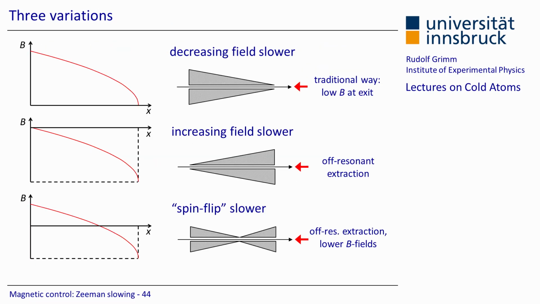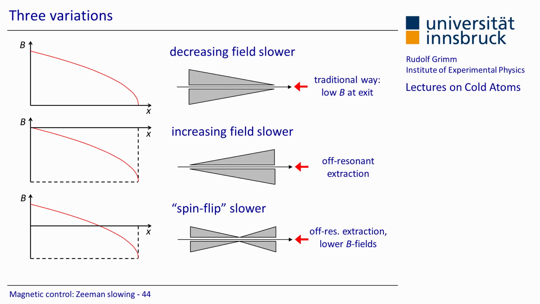And this brings me to three variations on how to build a Zeeman slower. The first one, that's the classical way to do it, a so-called decreasing field slower. Here you enter the slower at high magnetic field, large Zeeman effect, and with the pass through the solenoid, the magnetic field gets weaker and weaker. So when the atoms exit the slower, there are little residual magnetic field effects near the slower exit. This is the traditional way to do it.